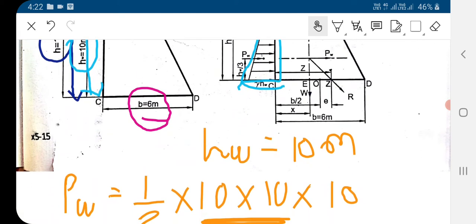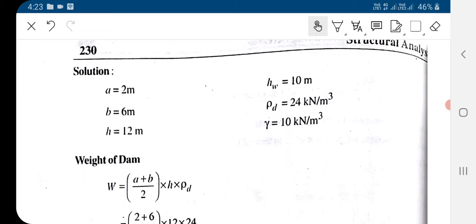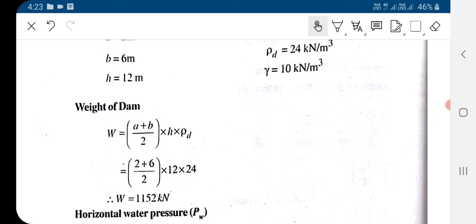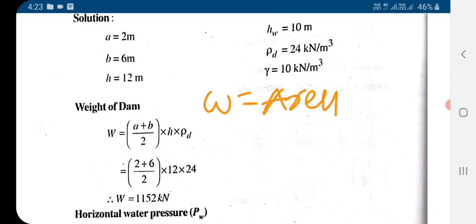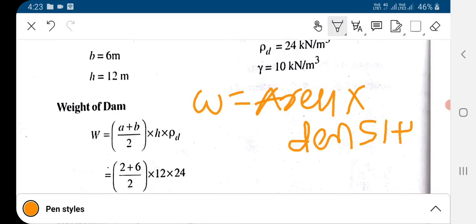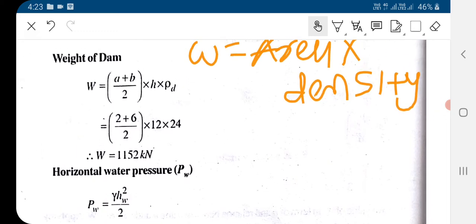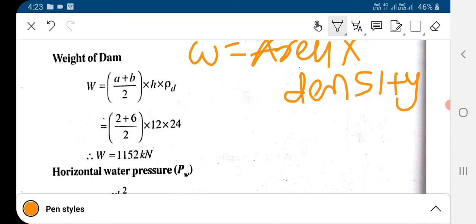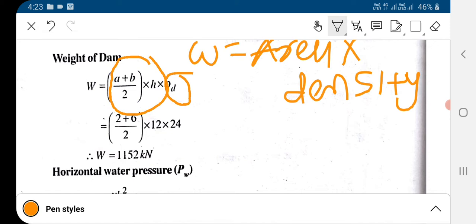Now second, we need to compute the self weight of the dam. For that self weight, we have seen in the previous example that the weight of dam will be equal to nothing but the area multiplied with the density. So here it is a trapezoidal section, so the area will be equal to the top width plus bottom width divided by 2 into height.